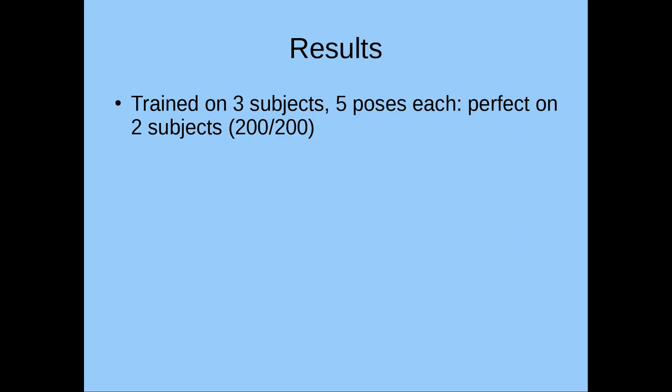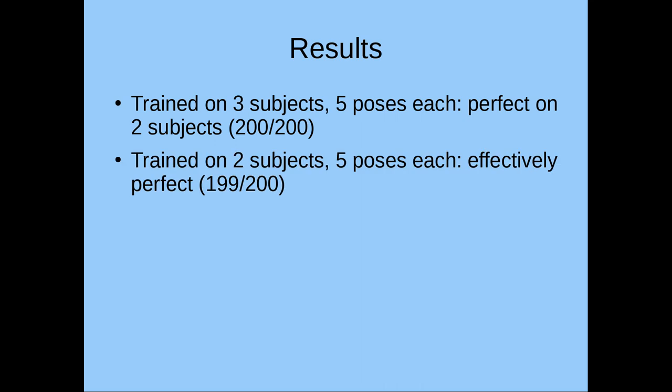And here's the result. So I trained it on 3 subjects, 5 poses each. And it only scored 200. It should have scored 300. That would be perfect. It only scored 200. Well, when I looked at the details, it was doing perfect on 2 of the subjects, and then not at all on the third. So 2 subjects in 5 different poses each, and it could tell me this is subject 1, this is subject 2, whether they had glasses on, whether they were smiling or not smiling, and so on. So well, is that third subject necessary? I don't know. So I tried 2 subjects, 5 poses, and it basically got perfect. It was missing one data point, but 199 out of 200.